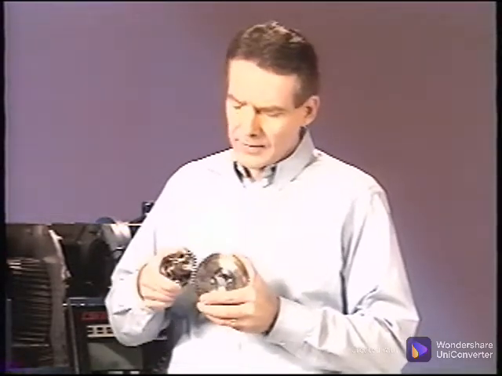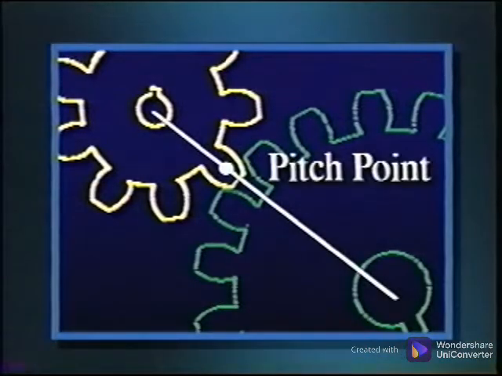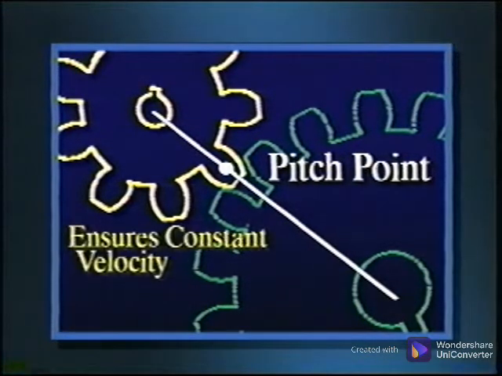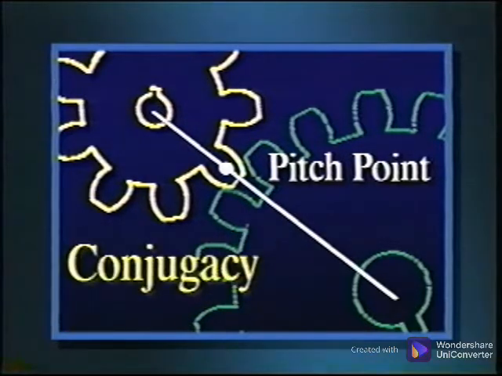When gear teeth are designed and manufactured with this first criteria, that is, the normal to common tangent passing through the pitch point, then the gear will operate quieter and with less vibration. The second criteria is met when this pitch point is on the center line of the gears. These criteria help ensure a constant speed or constant velocity of the gears and maximizes gear life. The term for these two criteria is conjugacy.